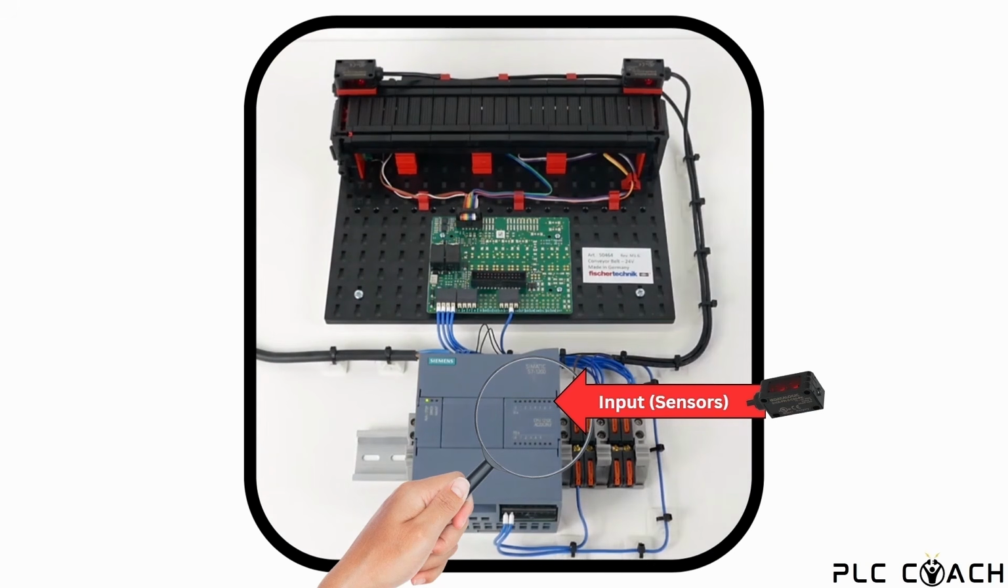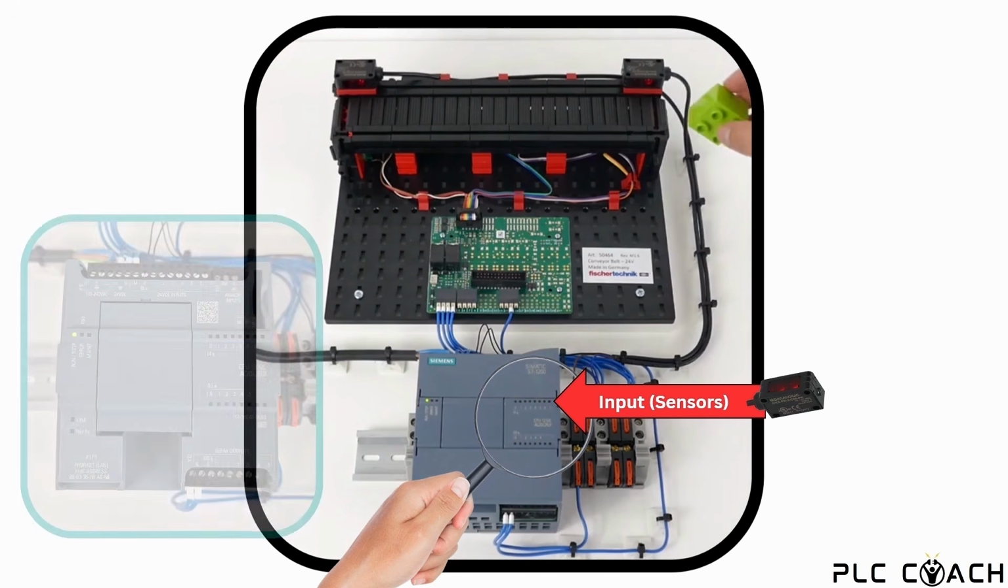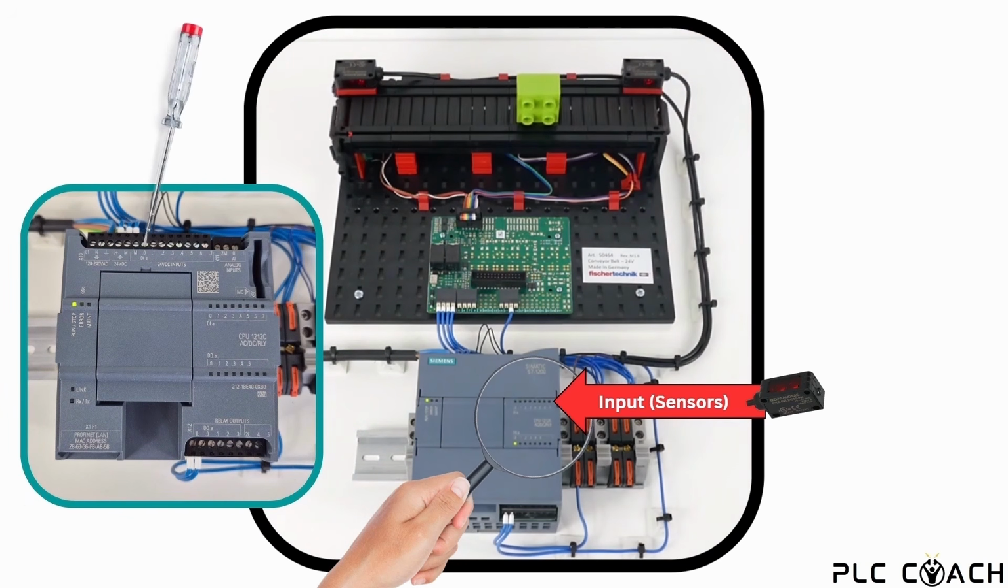Each input has an address. If you want to use the status of a sensor in the PLC program, you must know its input address. The address depends on the sensor's wiring and the configuration in the TIA portal. I will explain more about this very soon.